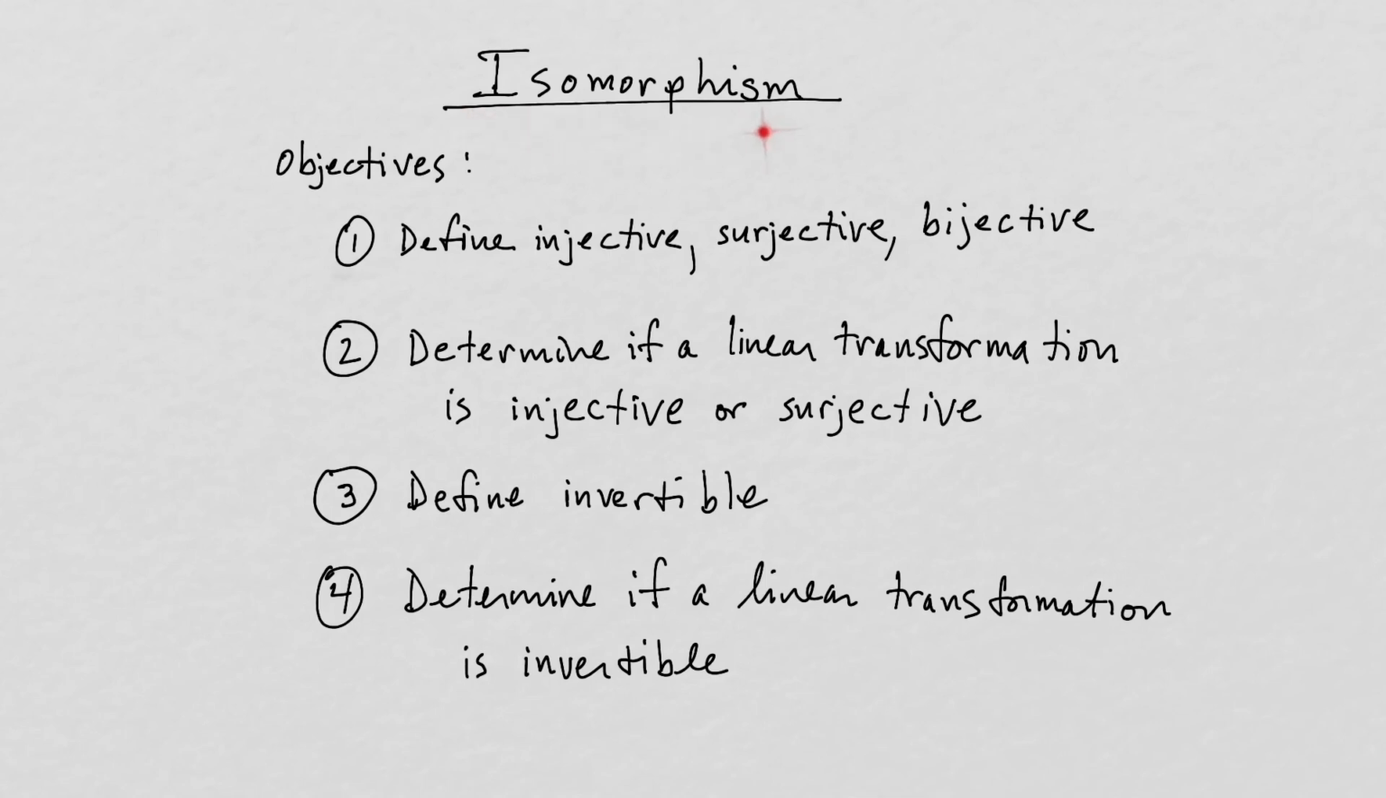All right, that finishes this video on isomorphism. We defined injective, surjective, bijective, and invertible transformations, and we did a bunch of examples to decide if a transformation is injective or surjective and therefore invertible.